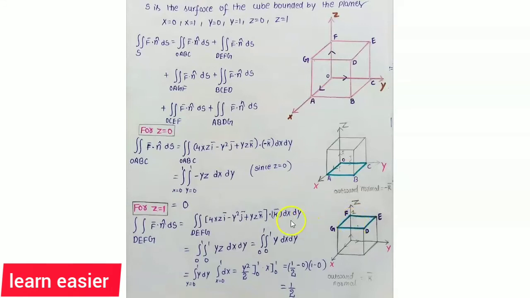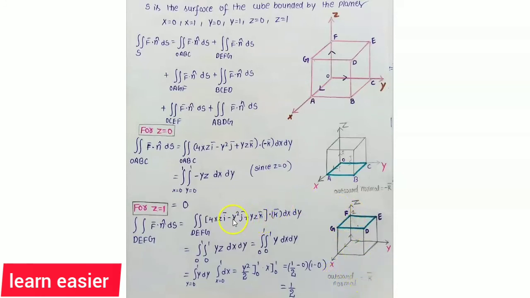That's why we have taken dx and dy here, and the same f bar dot n cap, and here n cap is k bar. Why? Because the vector which is normal to the surface DEFG is positive k bar. Because here the inside is positive k bar and the outside is also positive k bar. So that's why we have taken the outward normal as k bar.